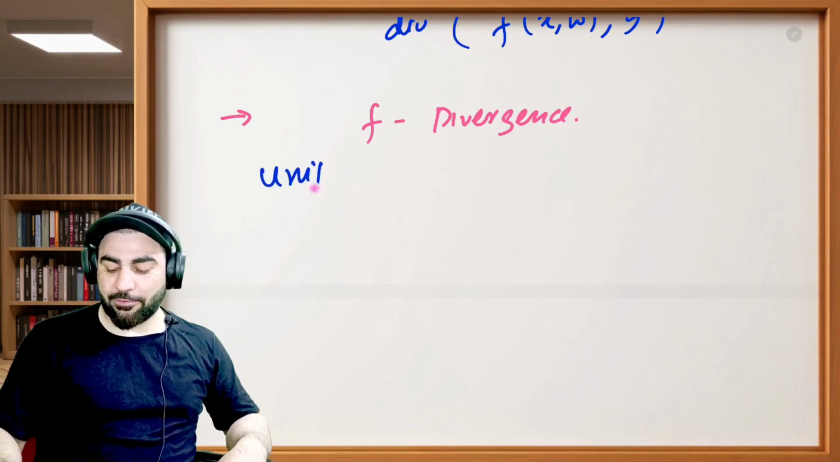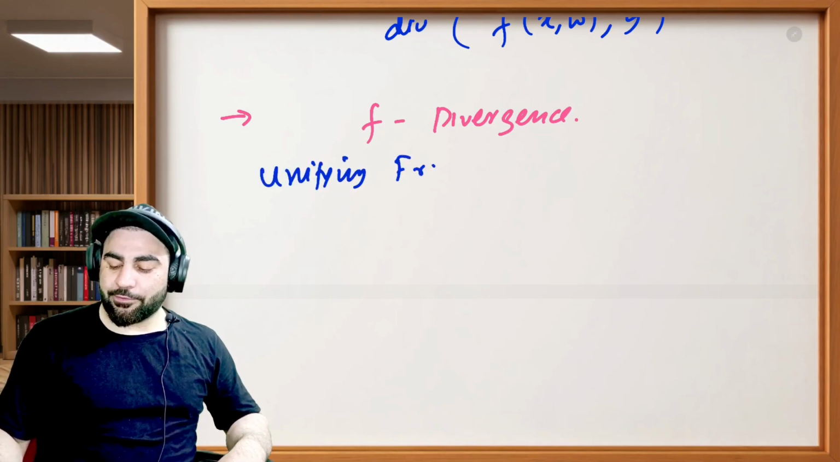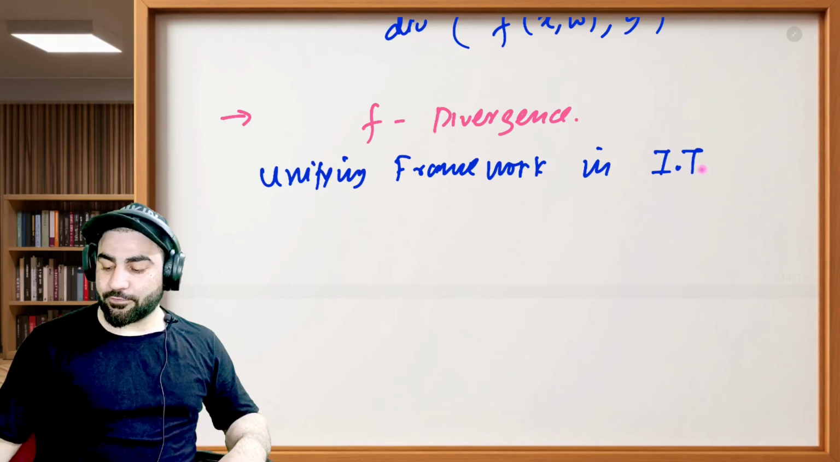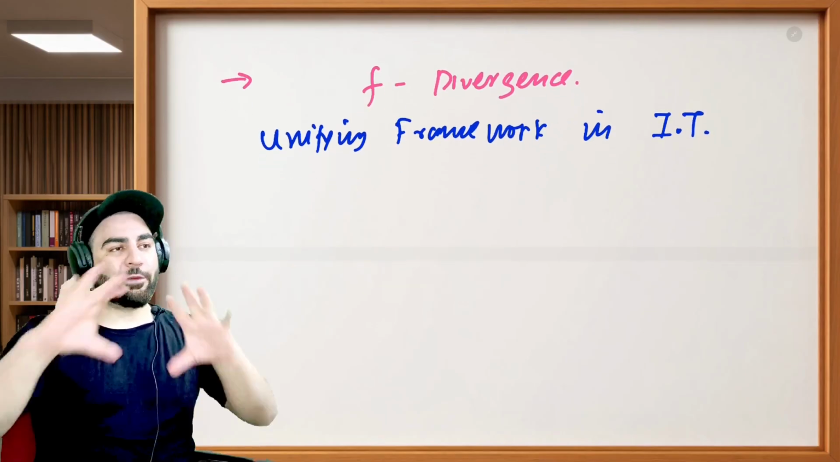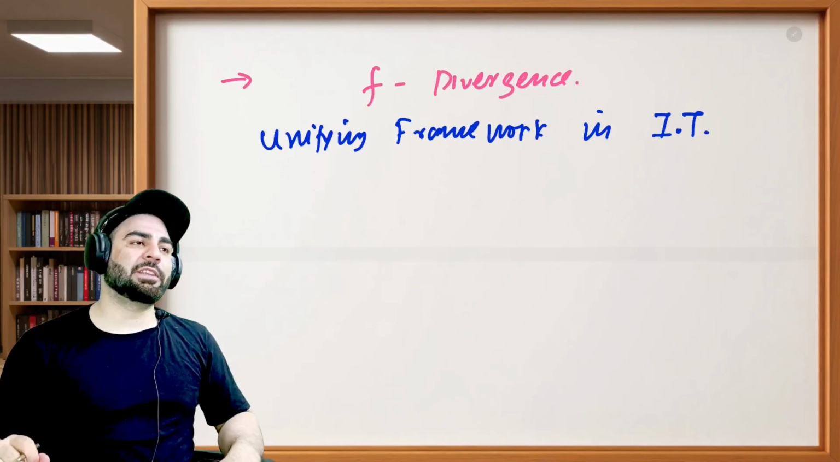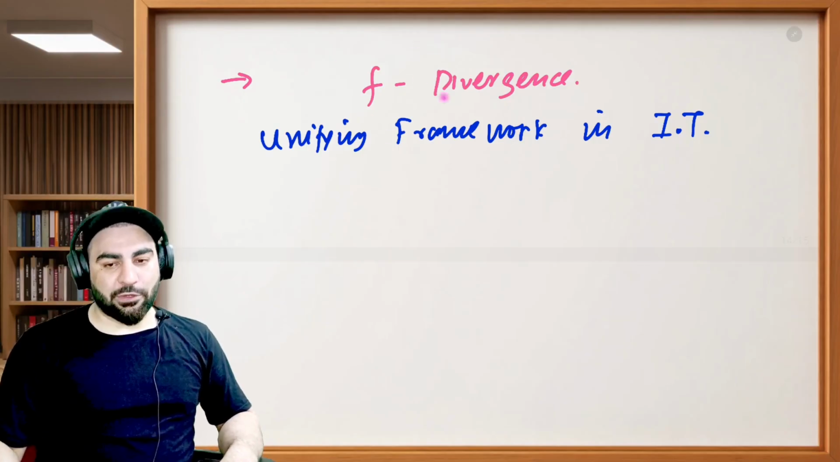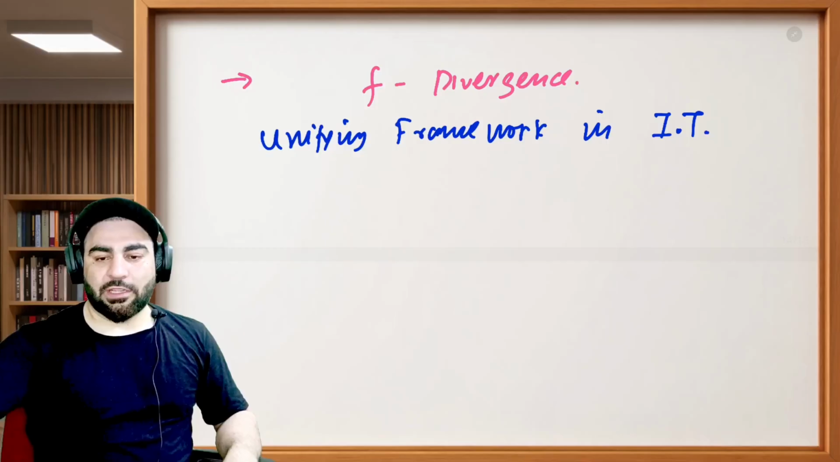It is a unifying framework in information theory, IT. By IT, I mean information theory. It will give a generic template of these divergences. All of these divergences are called F divergences, and in that you just have to change this F function. Let's see what this F divergence says.